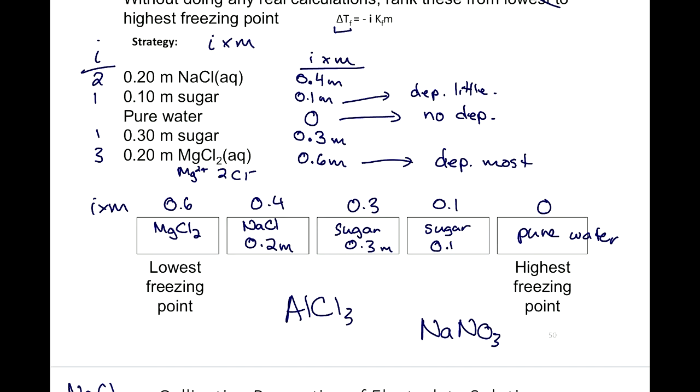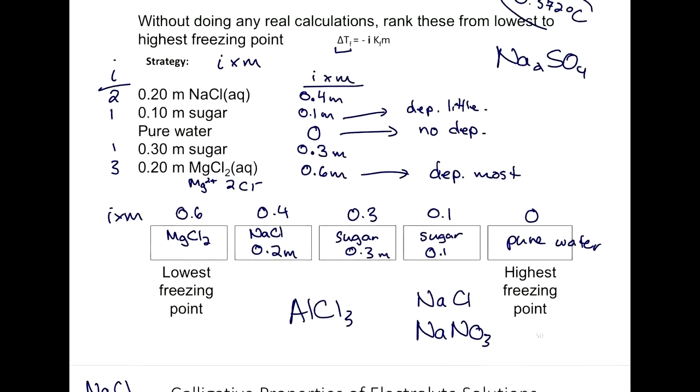Understand that the nitrogens and oxygens don't split up. Nitrate stays together. That sodium nitrate will behave very similarly to sodium chloride. And then what about sodium sulfate? What would the Van 't Hoff factor for that be? 3, yeah, because 1 sulfate anion and 2 sodium ions. All right, so that would be the Van 't Hoff factor.